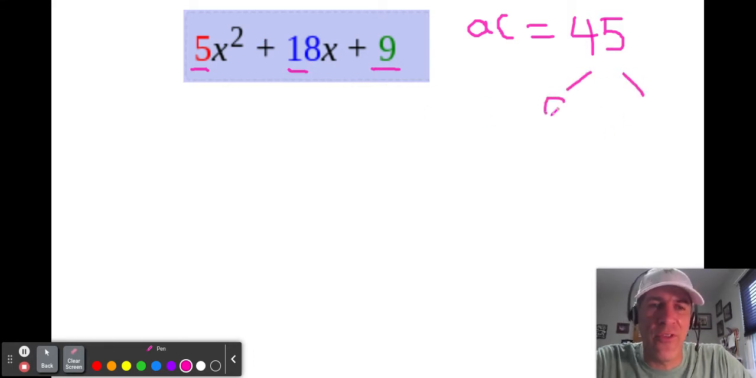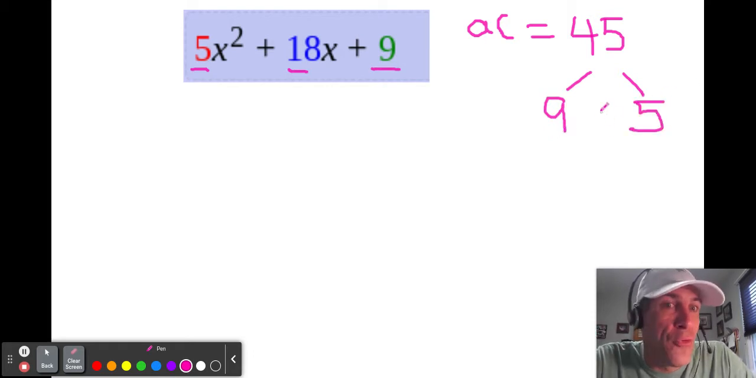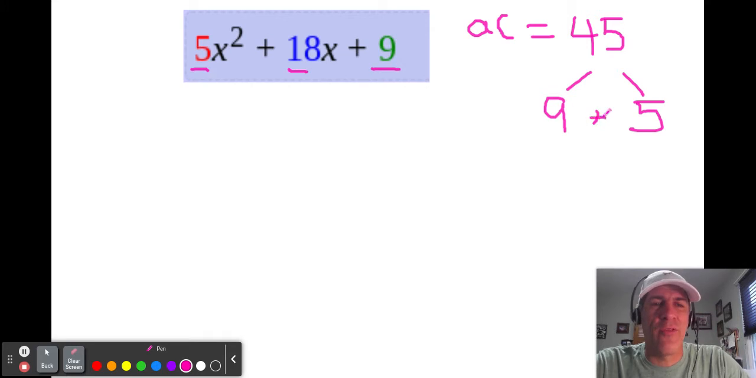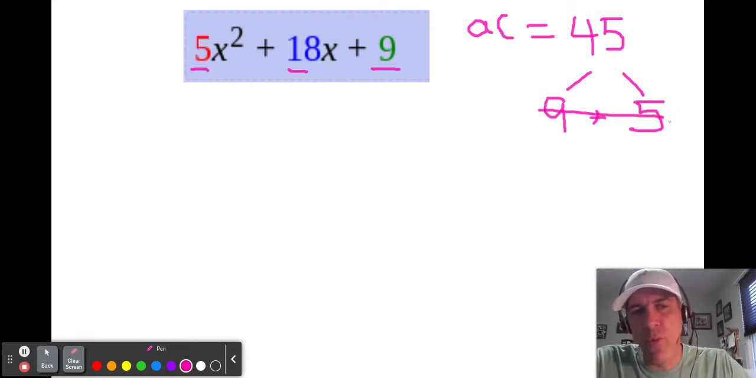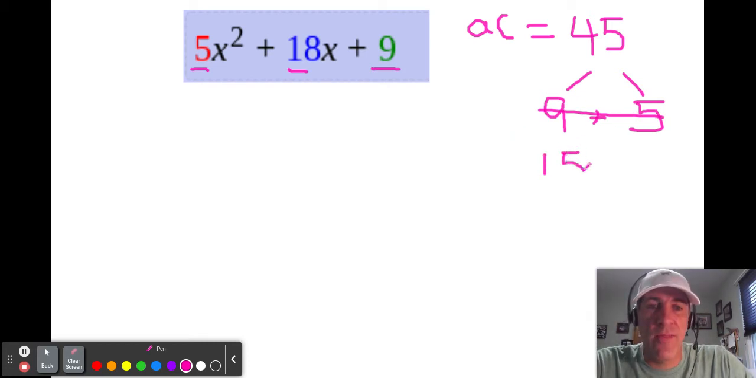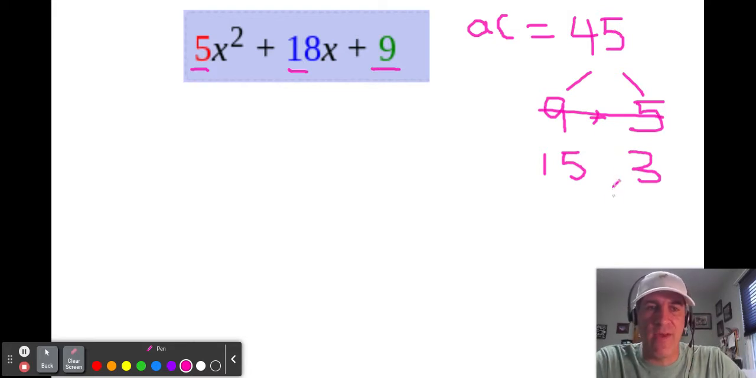So my first instinct is, of course, 9 and 5, because that's my go-to for 45. Add them together, that's 14. So that doesn't work. Thinking a little bit more, what about 15 and 3? That sounds like it's a winner. So there I have 15 times 3 gives me 45, and 15 plus 3 gives me 18.